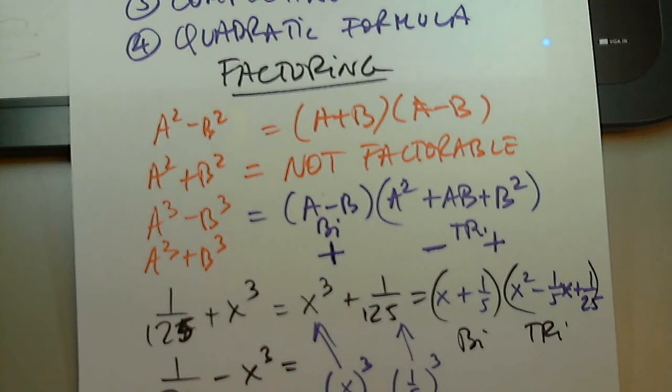Not plug it back in, but multiply. So x times this, x times this, x times this. This times x squared, 1/5 times negative 1/5 x, and this times this. There are six terms, right? Three and three more. So how many have to go away?